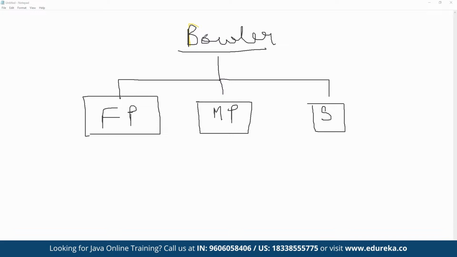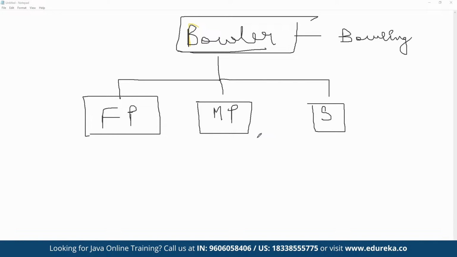So the bowler class has three different classes. We can say these are the three different children of bowler: fast pace, medium pace, and spinners. Now the bowler class has a bowling method, and all the child classes are inheriting this method. We may have a method defined by the name of bowling, and this method may be used by all the other child classes as well.